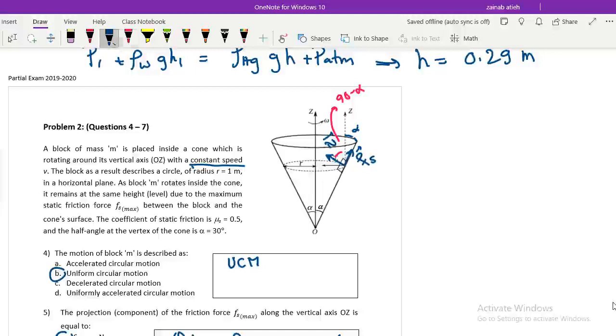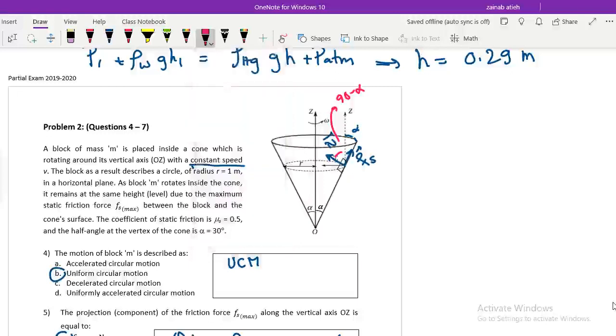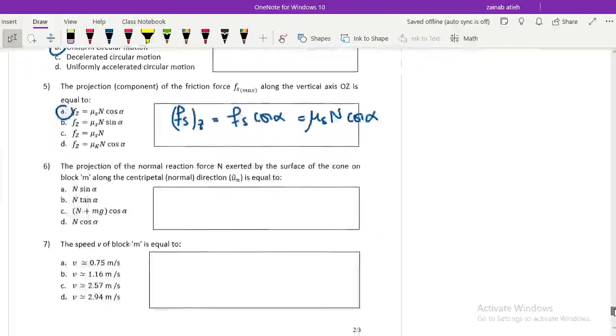So what remains for me? I will choose another color. Okay, this one. So this angle here must be alpha. Why? Because always the z and the centripetal have 90 degrees between them. So this angle here is 90, the angle between the z and the centripetal. So this one is alpha. If I want to get the N component, it will be simply along centripetal. The projection of N will be N cosine alpha. So this is the answer.